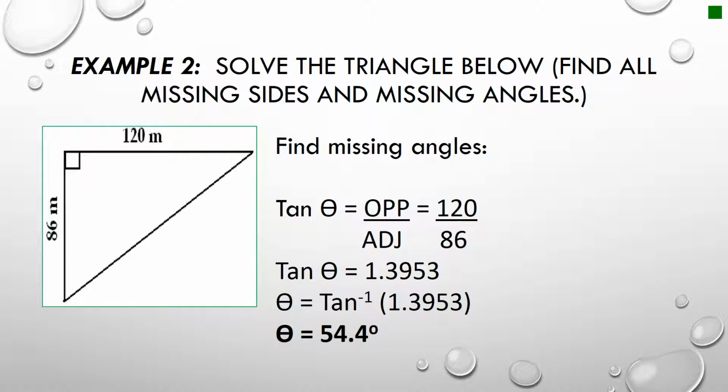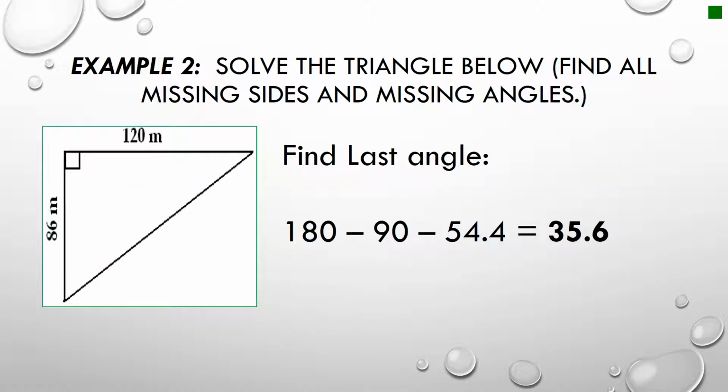Okay, so I decided to pick this angle down here first. And I said, okay, this is my angle. Over here, 120 is opposite, and 86 is adjacent. So opposite and adjacent, if you're using SOHCAHTOA, is TOA, O and A. So I took 120 divided by 86, and I got 1.3953. Remember to use 4 decimal places. Then I took the inverse tan to get an angle of 54.4.